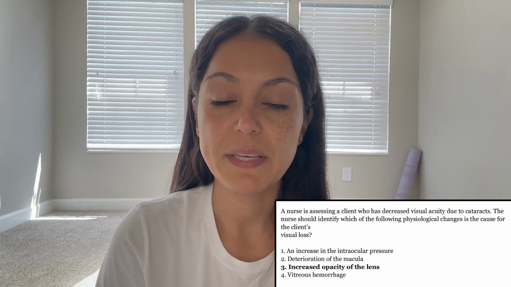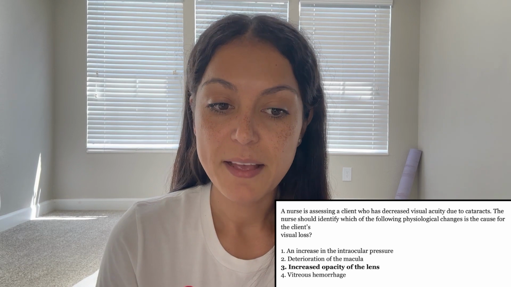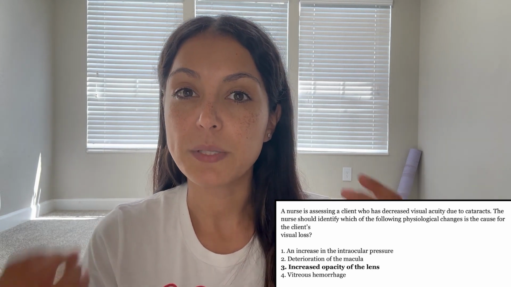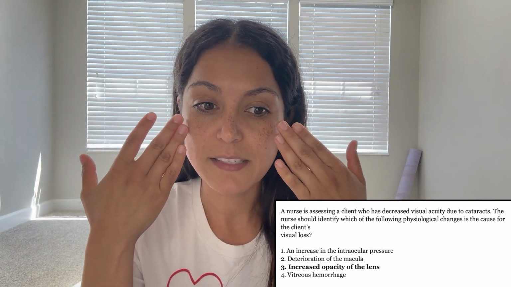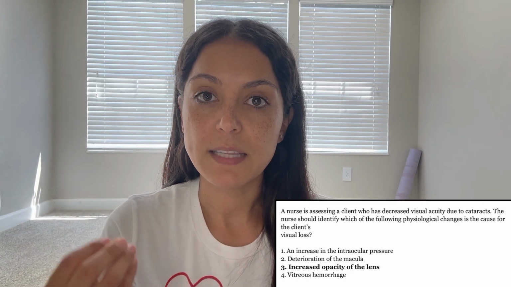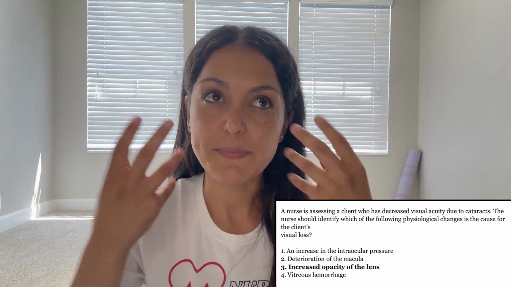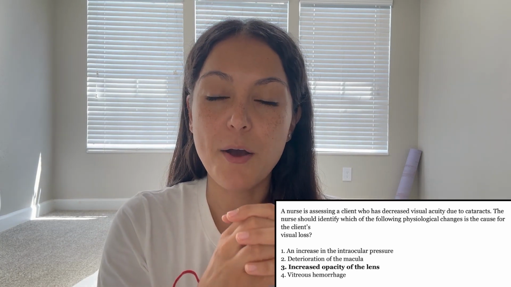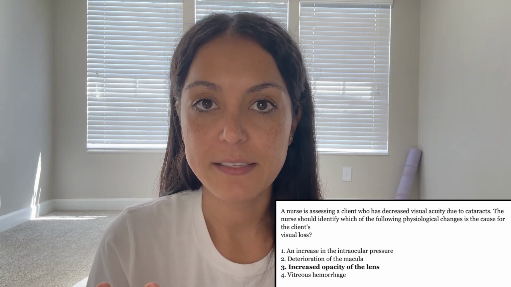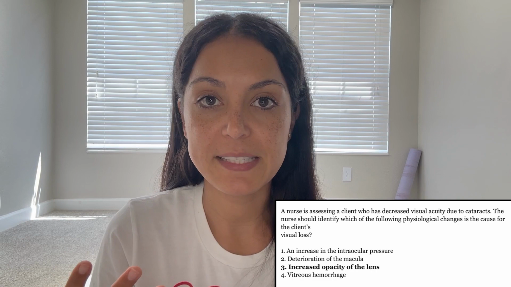Yes, that is correct, because when you have cataracts, that means that you have a cloudy lens, right? So it doesn't allow light to penetrate through your lens. Opacity means the inability to allow transparency. So when you have increased opacity, that means increased cloudiness, a lack of transparency. All right, so the answer here is number 3.